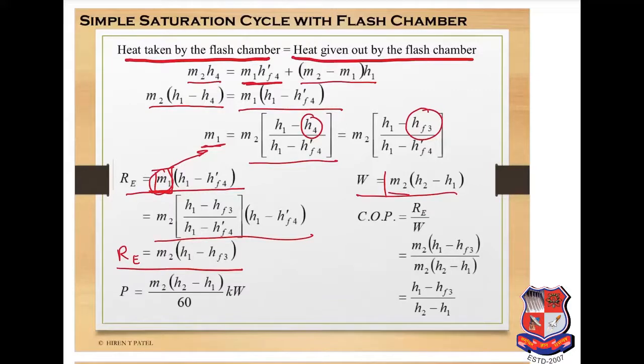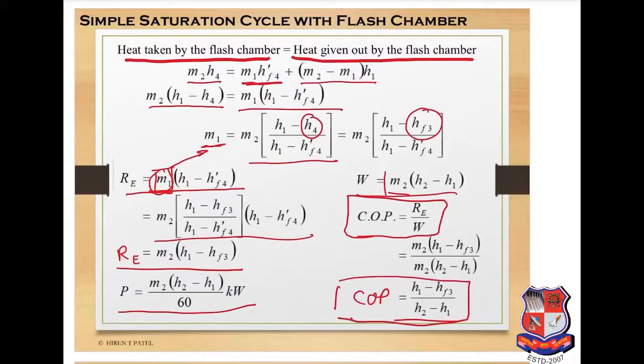So power can be calculated by W divided by 60, that is m2 (h2 minus h1) divided by 60 kilowatt, and as we know COP is RE by W, so it is (h1 minus hf3) divided by (h2 minus h1). So this way we can find out the COP of the system.